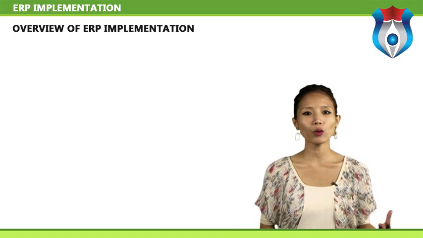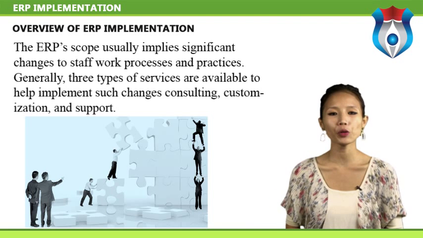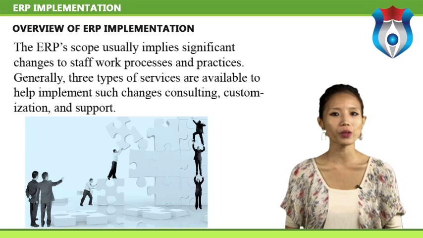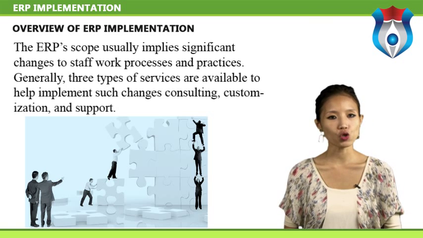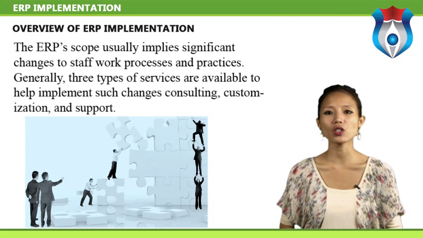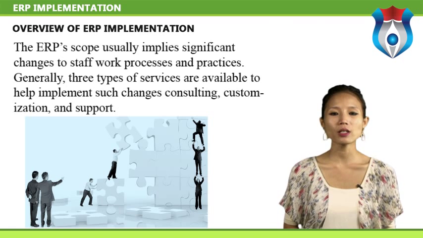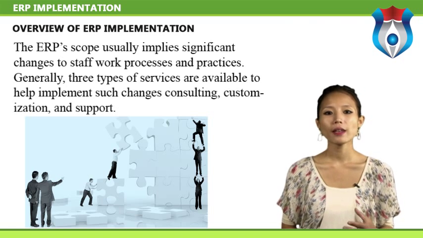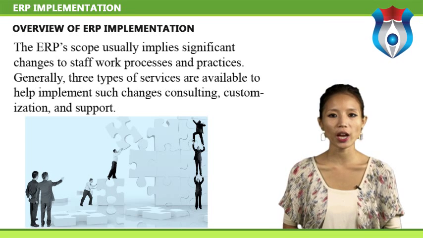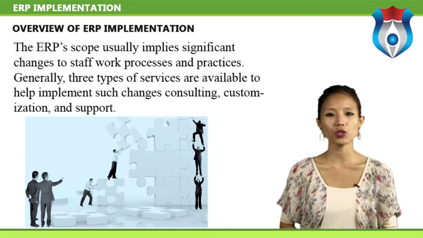Let us now look at the overview of ERP implementation. The ERP scope usually implies significant changes to staff, work, processes, and practices. Generally, three types of services are available to help implement such changes: consulting, customizing, and support. Implementation time depends on business size, number of modules, customization, the scope of process changes, and the readiness of the customer to take ownership for the project.